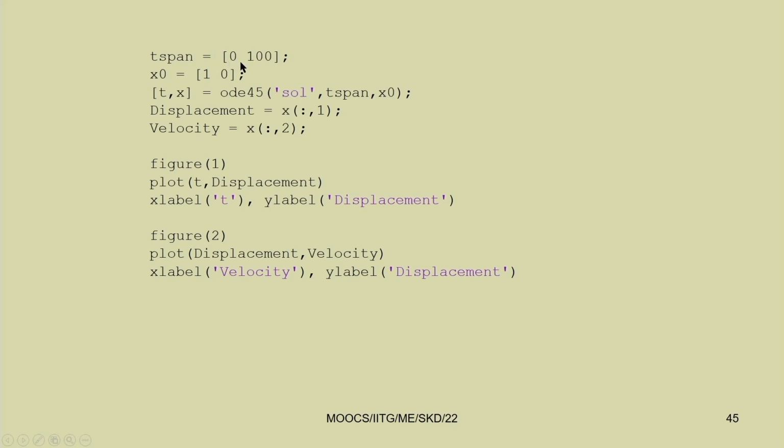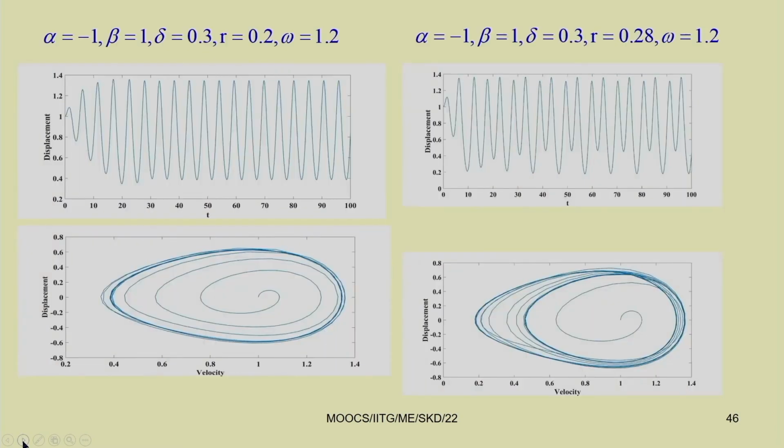Then the T span, 0 to 100, you have taken, and x0 is the initial condition. Then you can get t and x, and then you can plot displacement versus velocity. So, this x will contain 2 components, x1 and x2. The first component is the displacement and the second component is the velocity. You can plot the displacement versus time response, that is time versus displacement. You can plot the phase portrait by plotting velocity and displacement, or displacement and velocity, it is up to you.